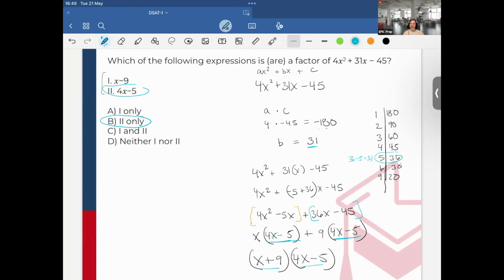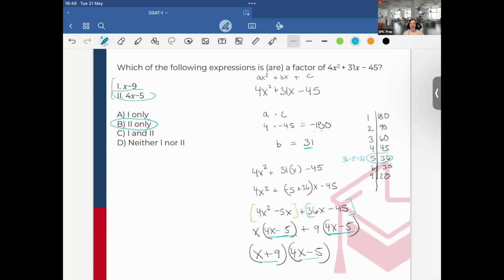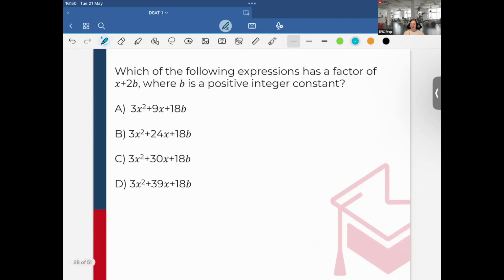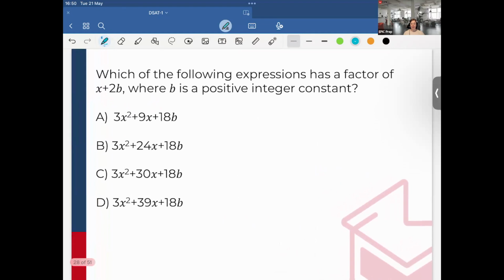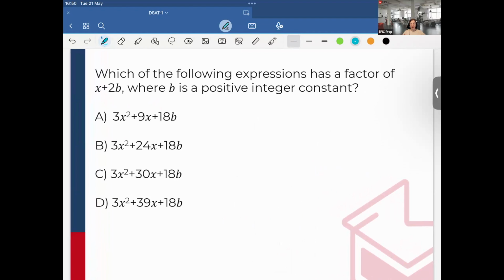So one last factoring one. If you want to fast forward to the other concepts I think will be covered, go for it. But remember, all these questions have appeared on past official SAT exams and were really great concepts to know. Okay, so final factoring problem, then we'll move on to another amazing concept. Which of the following expressions has a factor of x plus 2b, where b is a positive integer constant?